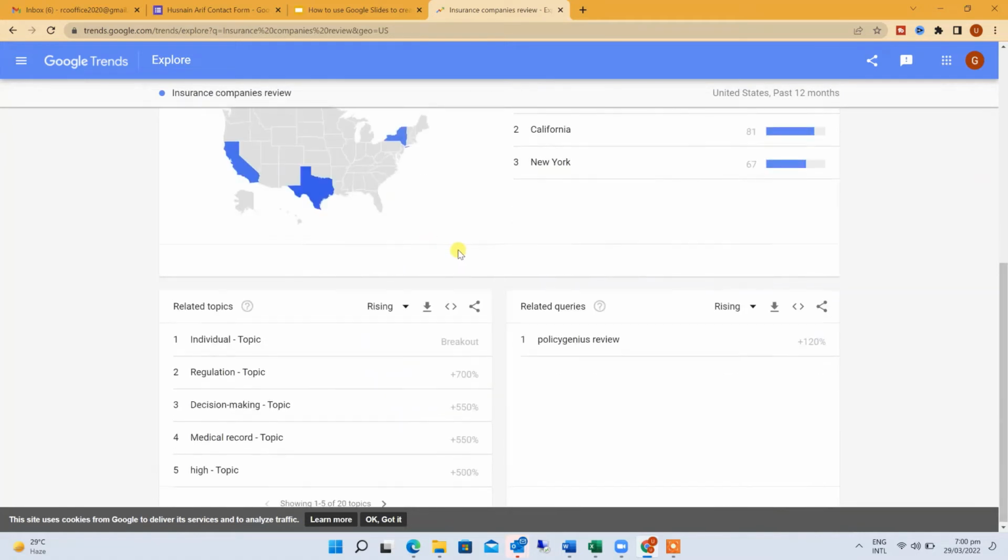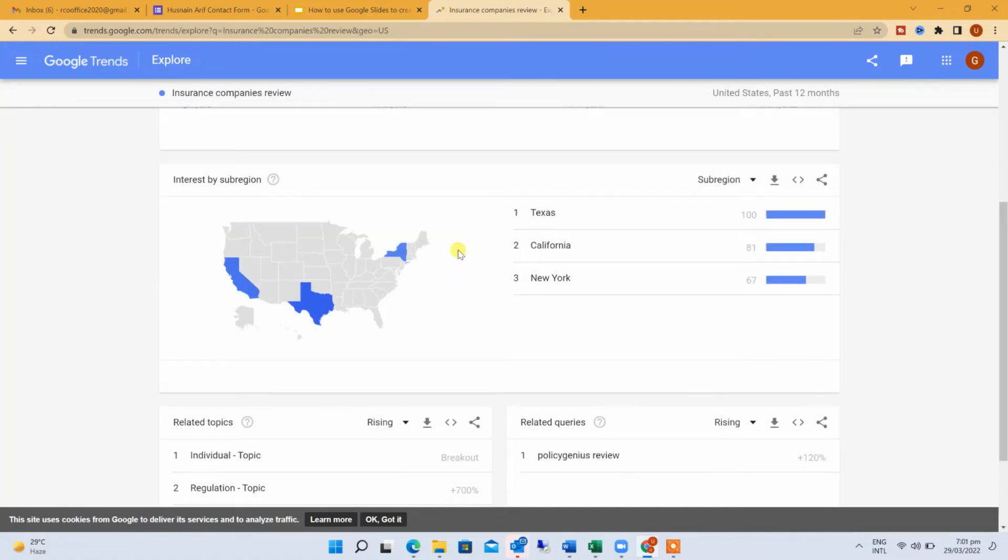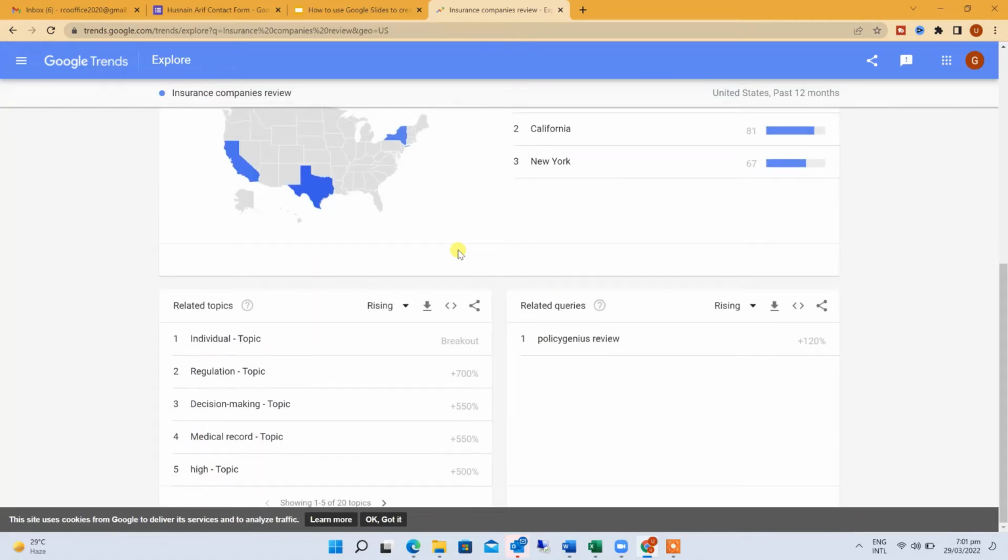And if I scroll down, you can see that it is showing us in which states people are searching for that specific term, and it is also going to show you some golden keywords as well. As you can see, it is showing policy genius reviews, so people are searching for policy genius and they are interested to know more about policy genius. So this is one content idea that you can start working on and writing your content about, policy genius and policy genius review, and you can see lots of leads coming towards your website or your blog site.